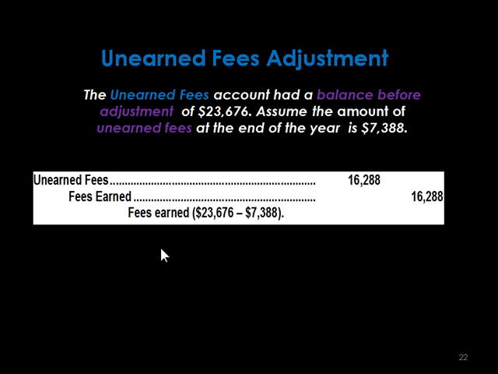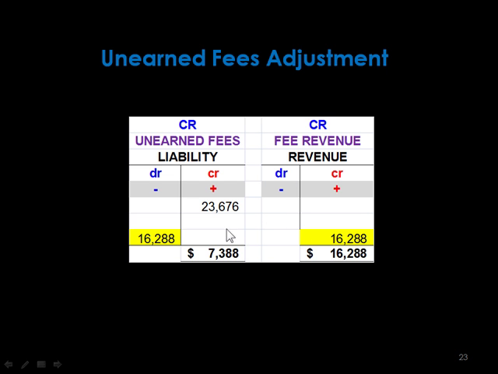Now let's walk through the unearned fees adjustment. Unearned fees had a balance before adjustment of $23,676. So these are fees that people paid you for in advance and you haven't done the service yet. Then assume that at the end of the year, the unearned fees were $73.88. So what you earned, notice that you're debiting unearned fees and crediting fees earned, is the difference between the two. So once again, in the T account, you had a beginning balance of $23,676. They told you at the end it was $73.88. The debit to the liability account is $16,288, and the credit to the revenue of fees earned is the same amount.